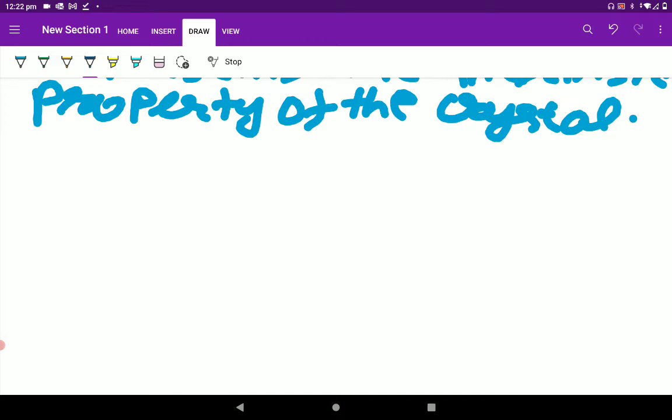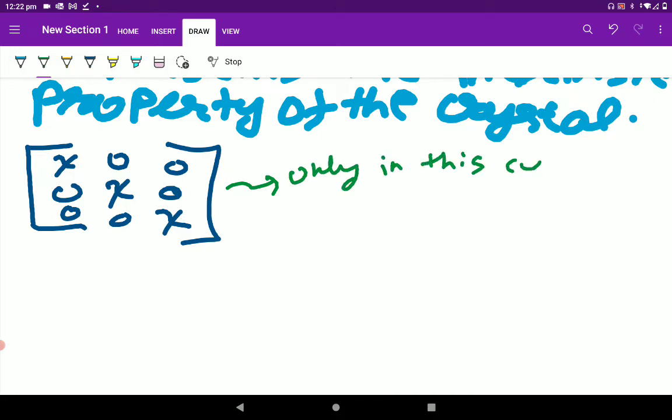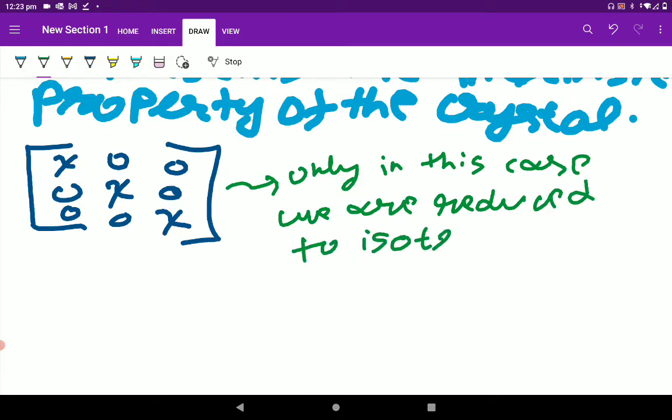So in general, properties can be represented by a tensor, and if the tensor is diagonal, for example in this manner, we can comment that only in this case are we reduced to an isotropic situation.